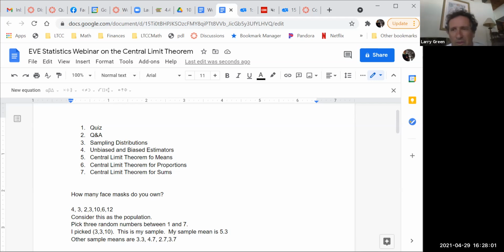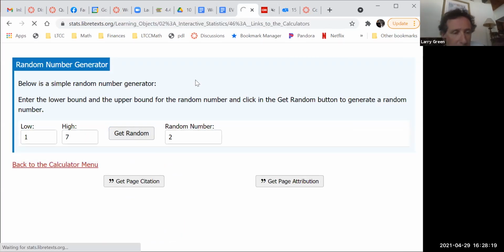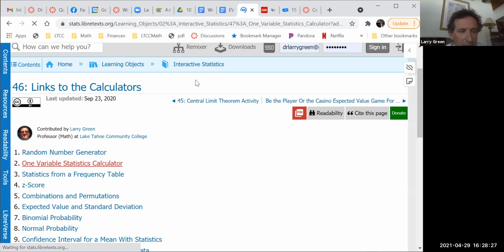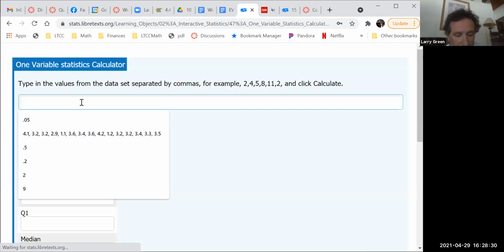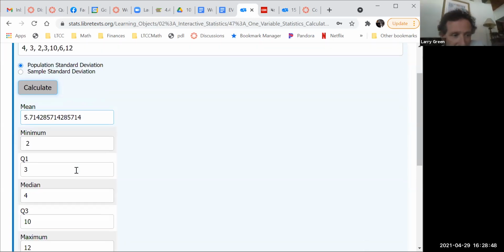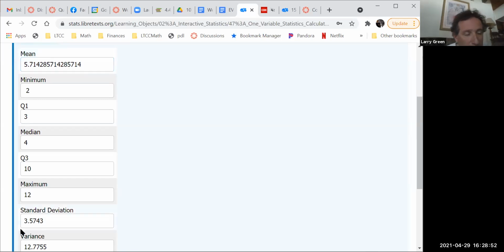Okay. All right. So I want to look at all these different things. First is I can take 4, 3, 2, 3. In fact, I'm going to do that just for fun. Go back to the calculator. I'm just going to go statistics. And this is going to be the population standard deviation because I said this is our whole population. And then hit calculate. Notice the mean of the numbers is 5.7 about. And the standard deviation, because that's the other number I'm interested in, is 3.6 or so.